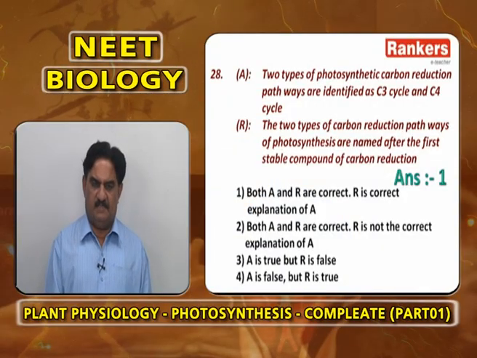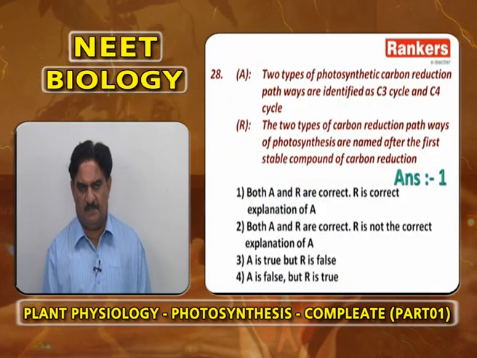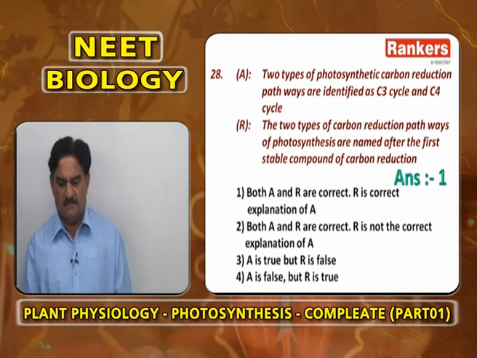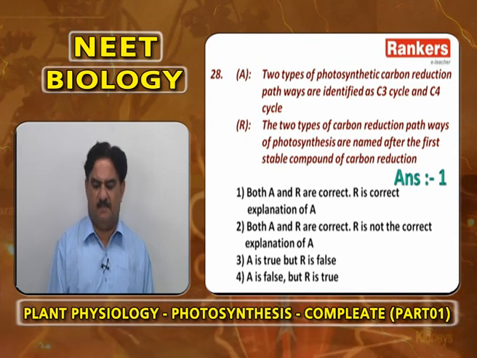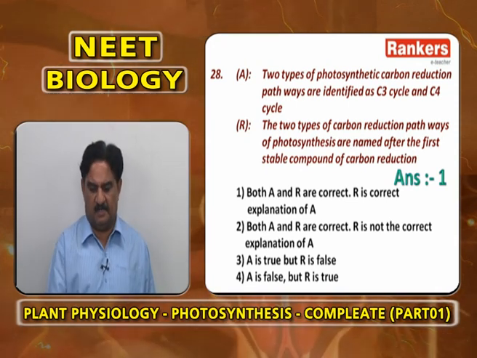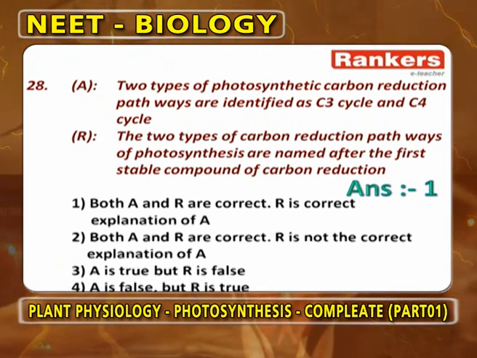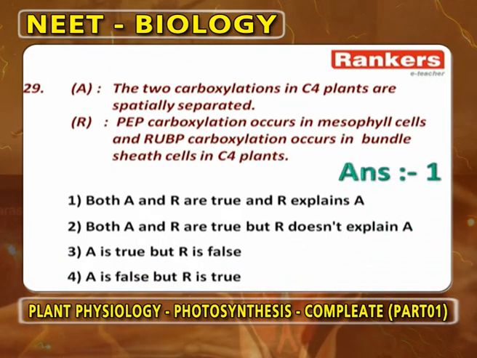Why it is identified as the C3 and C4 cycle: the two types of carbon reduction pathways of photosynthesis are named after the first stable compound of carbon reduction, which is correct. So both A and R are correct. R is the correct explanation of A. This is another assertion reasoning.